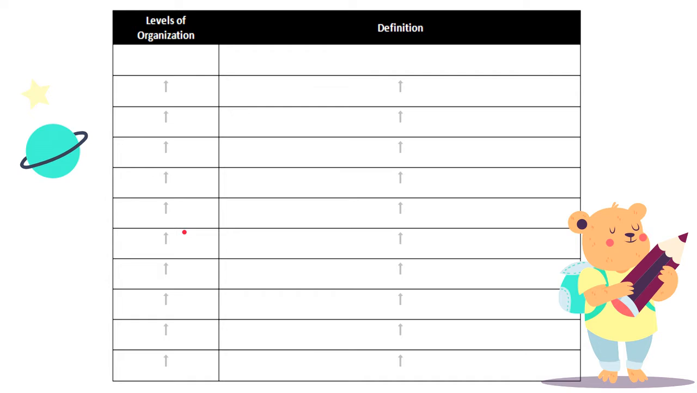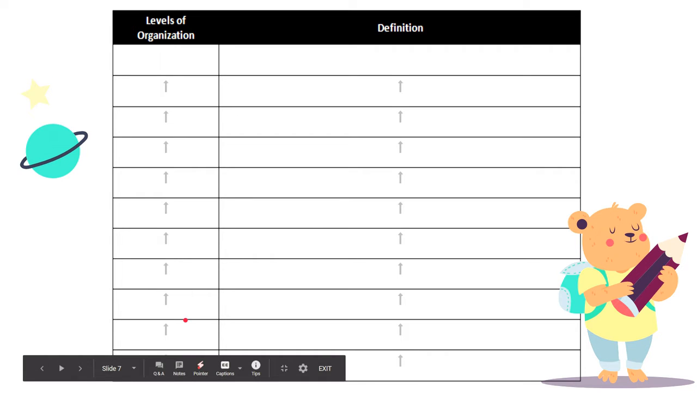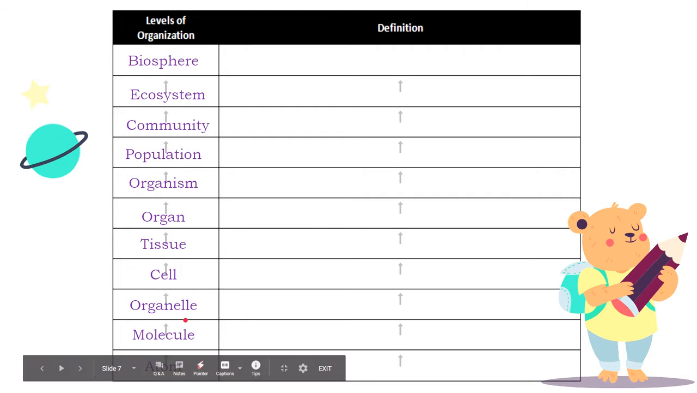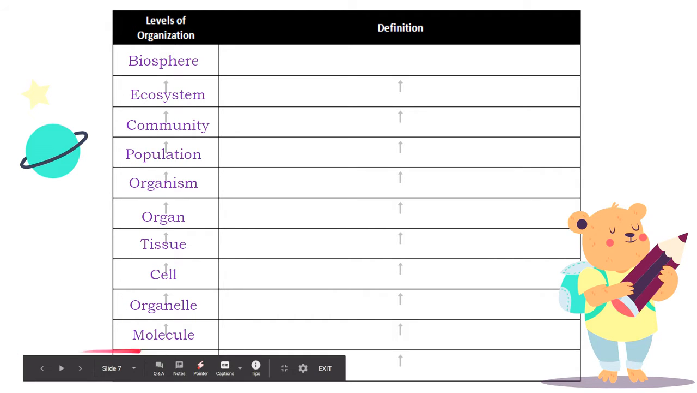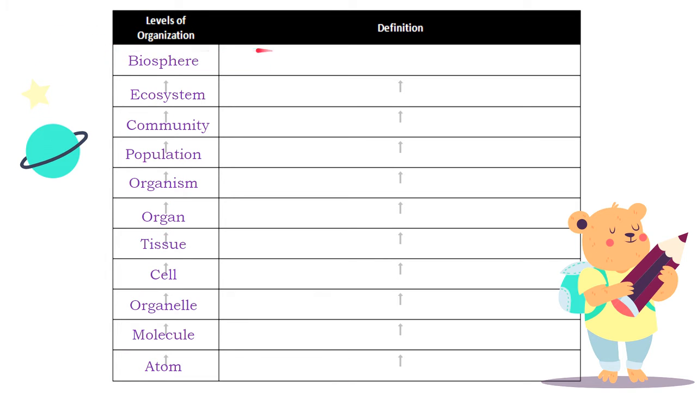So here are the levels of organization I was talking about a while ago. Just a review. We start off with the basic one at the bottom, which is the atom. Then the next level is the molecule, followed by the organelle. As you go higher, it becomes bigger and more numerous. Organelle, cell, followed by tissue, organ, organism, population, community, ecosystem, and biosphere. The atom is the smallest and lowest level, and the biosphere is the biggest and highest level.